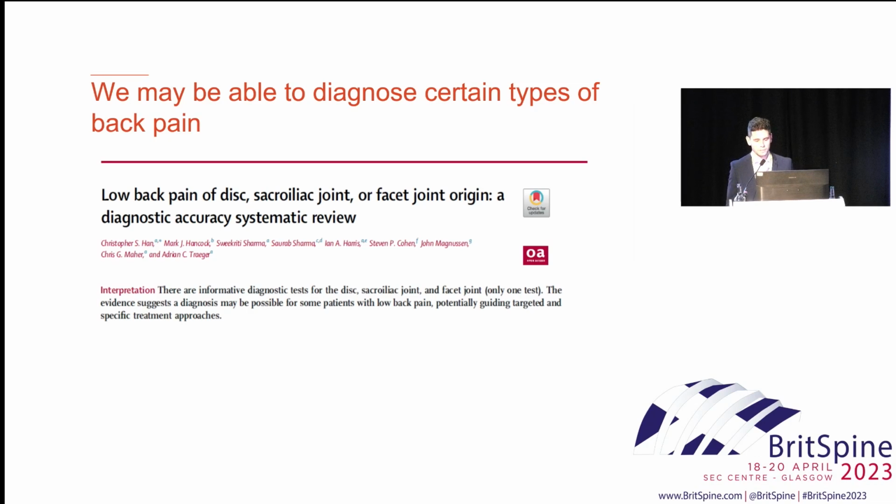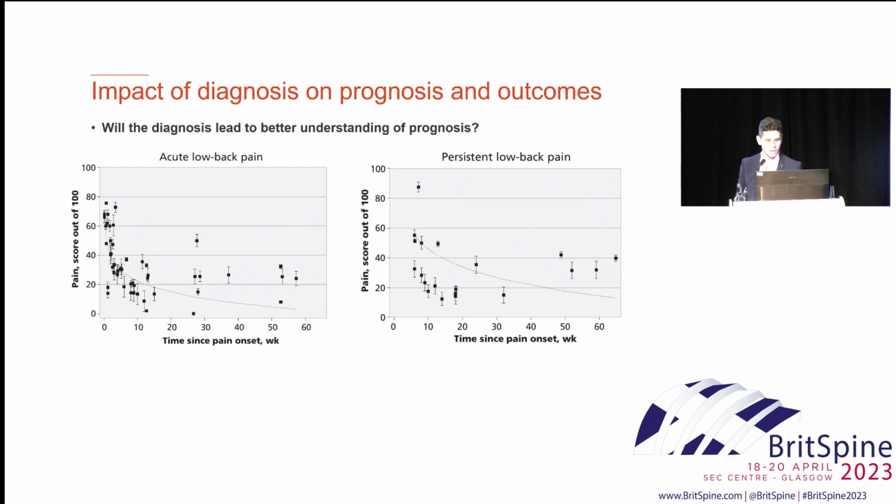Just a few weeks ago, this interesting study came out showing that, yes, there are informative tests that can be used to diagnose some specific types of back pain. So, for example, sources of back pain. For example, the disc, sacroiliac joint, and facet joint pain potentially able to be diagnosed by certain tests. But then my question to you, and maybe for a bit of reflection, is what's the purpose of that diagnosis?